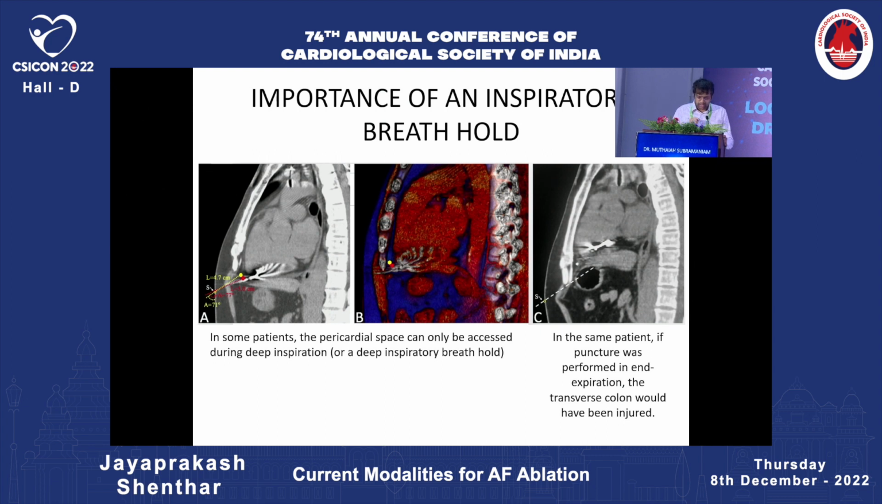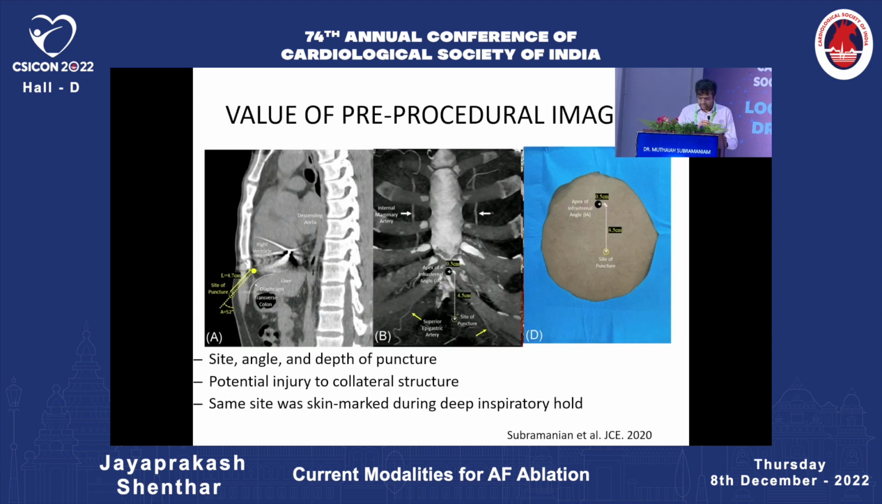The other very important thing is an inspiratory breath hold. Most of these patients who get these ablations may be under general anesthesia, and you can utilize this by doing a deep inspiratory breath hold. What happens when you do a deep inspiratory breath hold is you push the diaphragm down, and by pushing the diaphragm down, that potential space for access between the heart and the diaphragm is more. So it's slightly easier to take access into the epicardial space when you take a deep inspiratory breath hold.